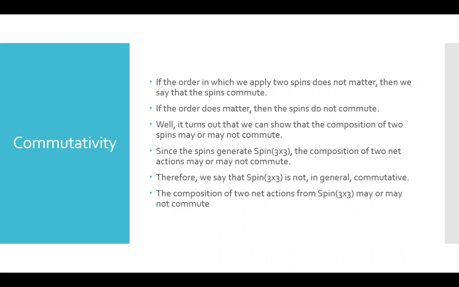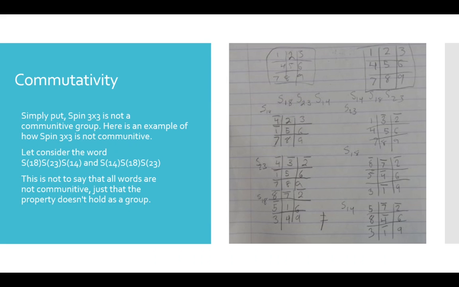Now let's take a look at commutativity. Can we compose any two words in any order and still get the same result? Well, it turns out, as shown on the next slide, it is possible to give a simple counterexample to show that it is not commutative because of the qualifier word "any." Therefore, we say that spin 3 by 3 is not in general commutative. Any words may or may not be commutative. Simply put, spin 3 by 3 is not a commutative group.